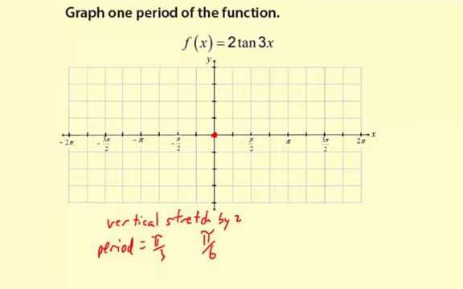So what I'm going to do is I'm going to get rid of these labels. And I'm going to make this pi over 6. Pi over 6 in the negative direction. Okay, now my asymptotes are going to be pi over 6 away from 0, so they're going to be right here on pi over 6 and negative pi over 6. And all we're doing is graphing one period of the function, so just within these two asymptotes will be fine.